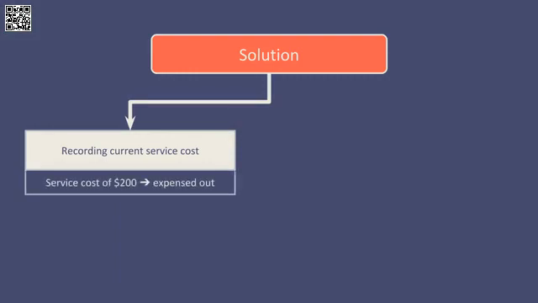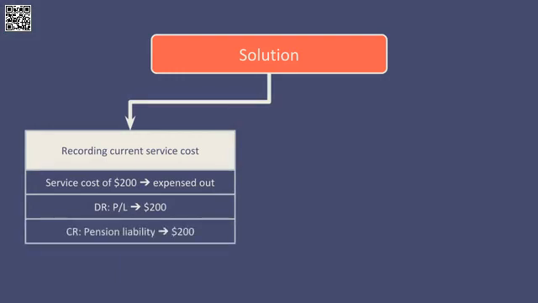The current service cost of $200. So this needs to be expensed in the year it was earned. Remember, this is access to a pension payment that the employees earned in the year. So it is recognised in the year. Debit income statement $200, credit pension liability $200.